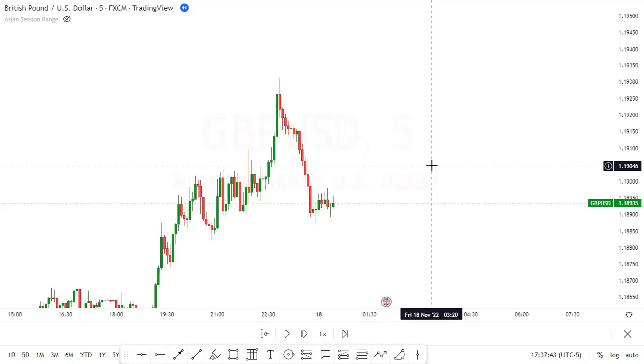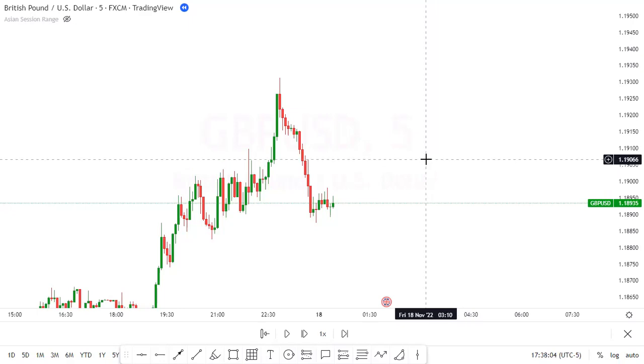What other people use as the daily highs and daily lows are, for me, the Asian range high and the Asian range low. I only use the Asian range high and the Asian range low as my buy stop and sell stop liquidity. So let's start and let's see.